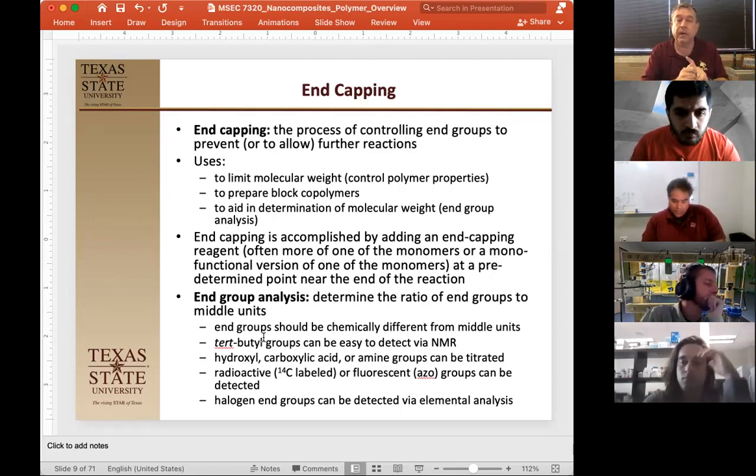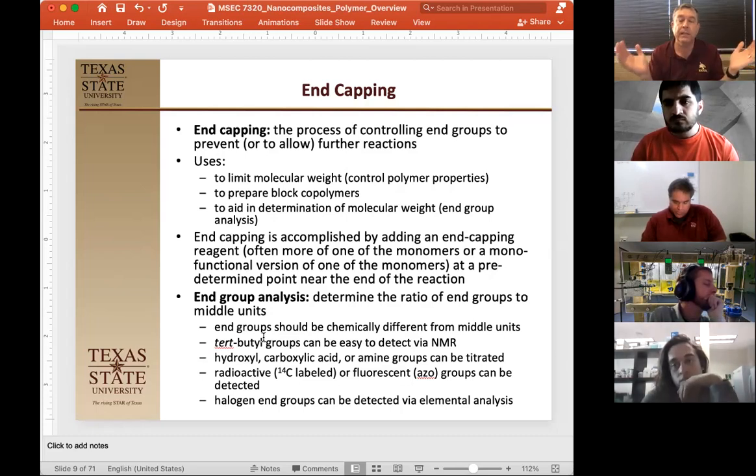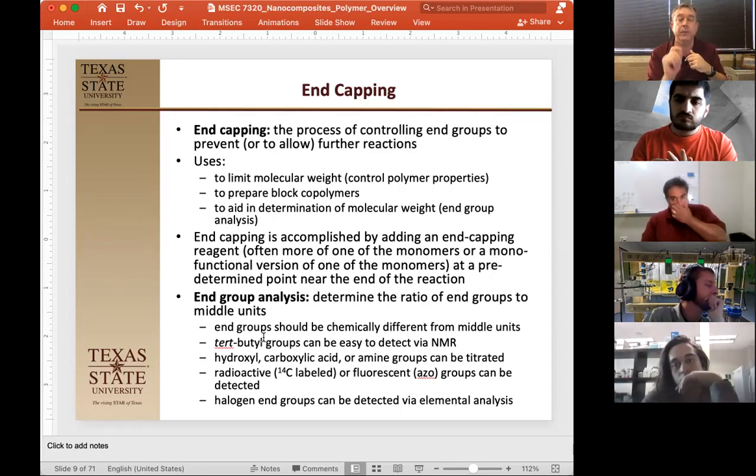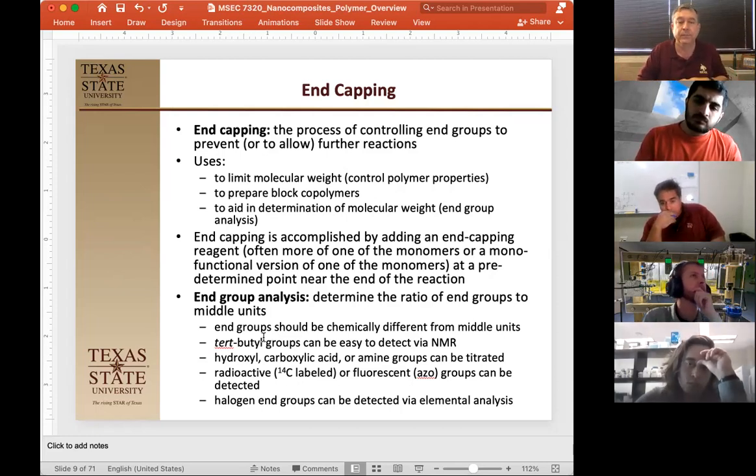For example, if you take THF, tetrahydrofuran, you can polymerize that to make poly-THF. However, it spontaneously converts back to liquid THF unless you end cap it. If you end cap it with T-butyl groups, it stays as poly-THF. So that's one of those weird things where end capping actually keeps it from going back to the monomer because of thermodynamics.